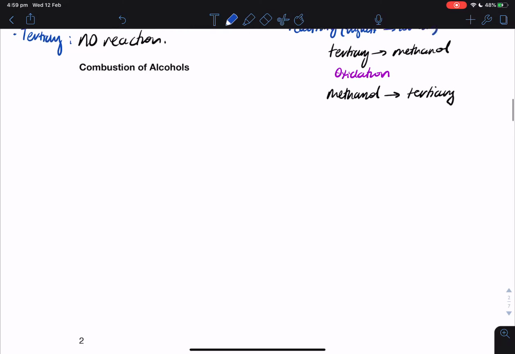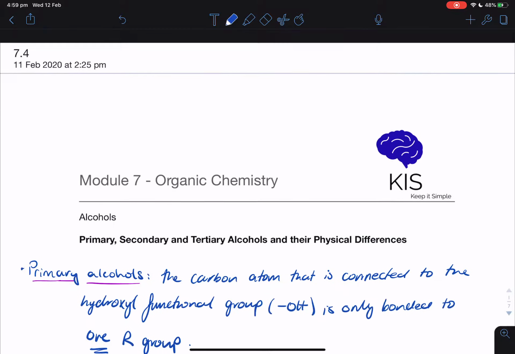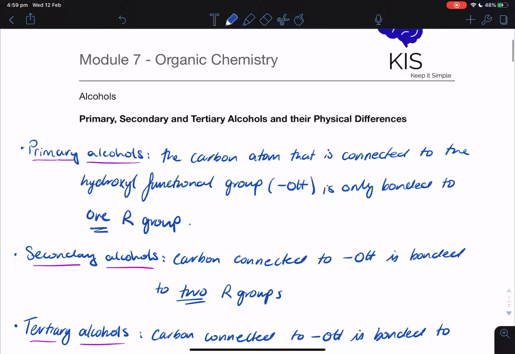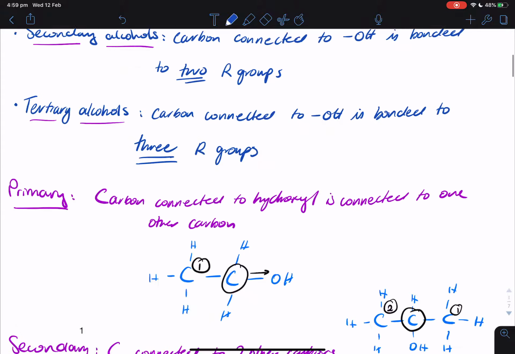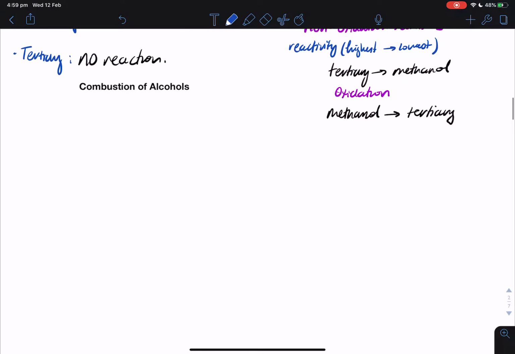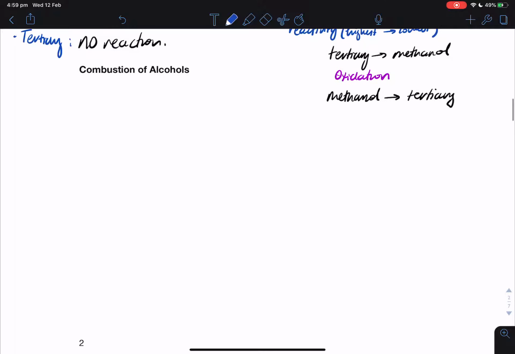This lesson we're going to be going through some reactions of alcohols, which I believe is basically what all of 7.4 is about. We're going to be going through combustion, and I also believe dehydration, and if we have time, also substitution reactions, okay?